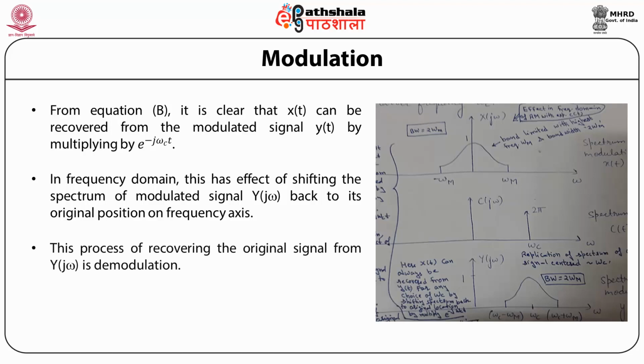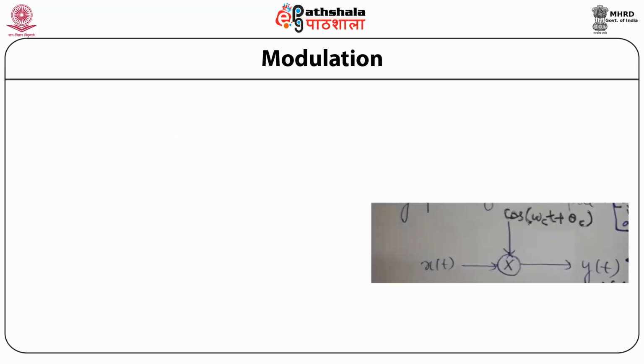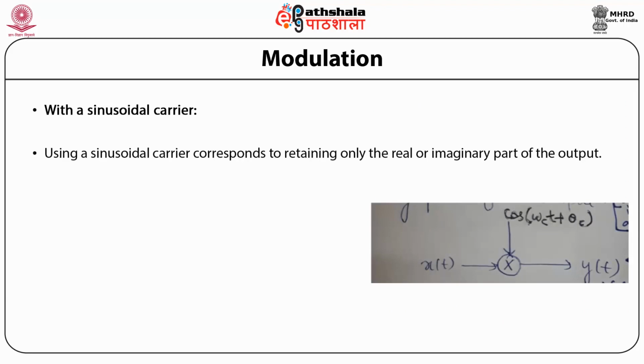So this process of recovering the original signal from Y(jω) is demodulation. Now, if we are going to discuss amplitude modulation using a sinusoidal carrier, using a sinusoidal carrier corresponds to retaining only the real or imaginary part of the output.